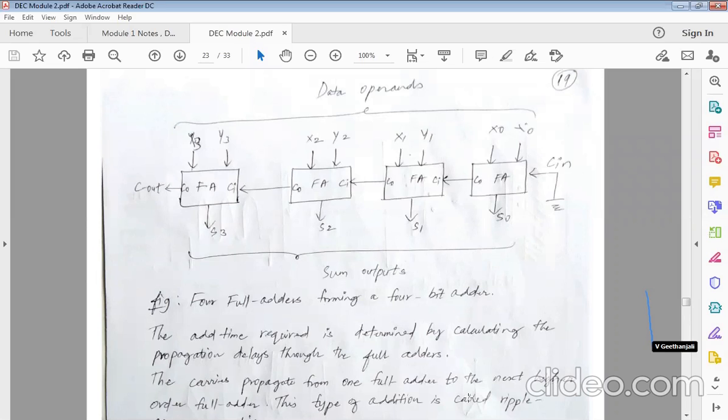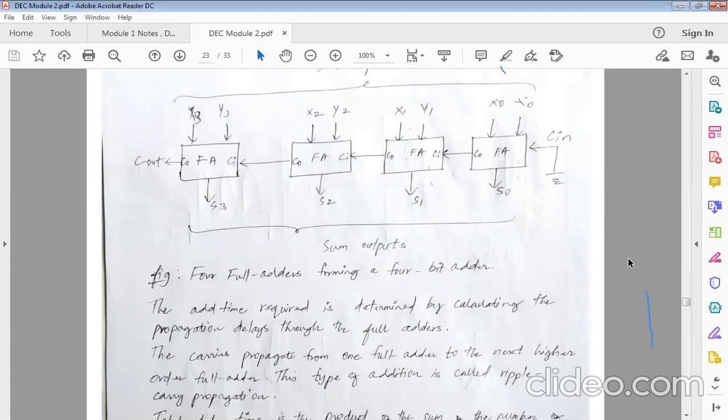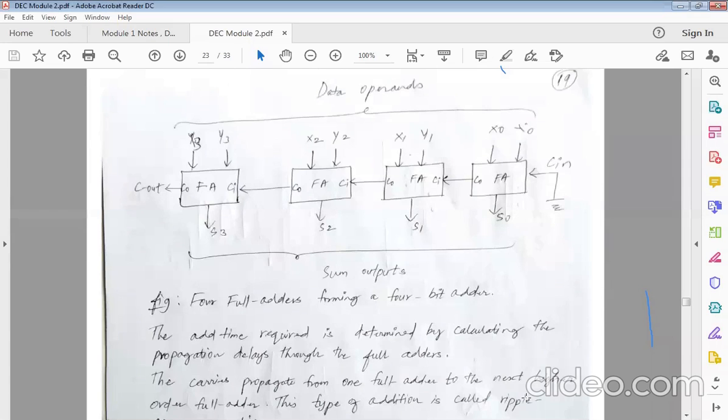Okay. I hope you understood this, right? Any confusions here? Can I proceed? Can I proceed? Yes, sir. Fine.